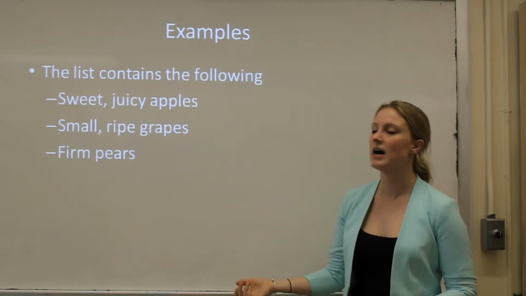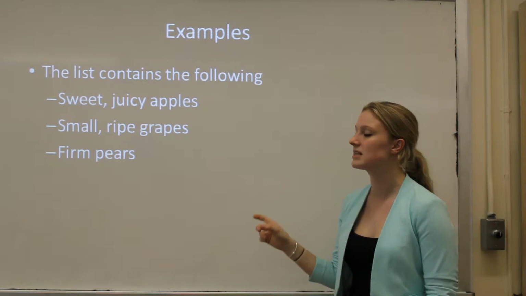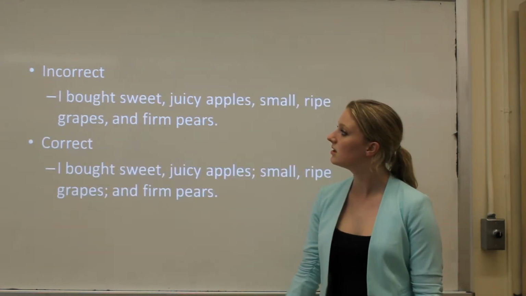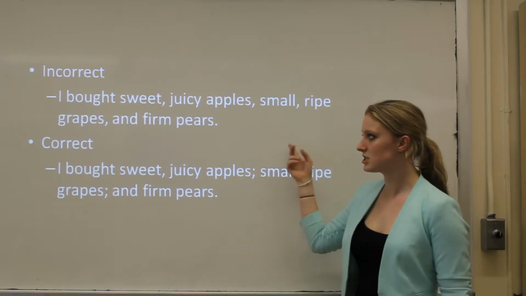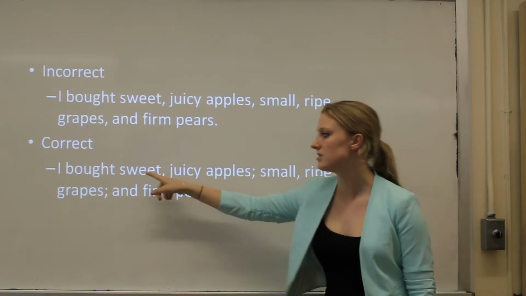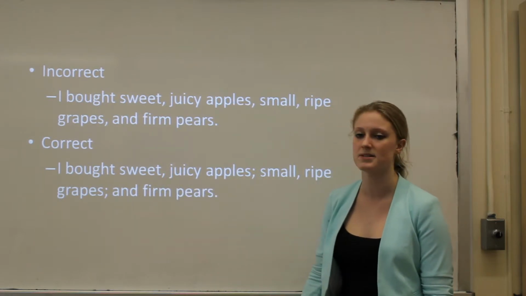Another example is if you have individual pieces of a list that have adjectives in them, because you need to use commas with adjectives. So again, the incorrect way is to just put a comma after everything, but the correct way is to use a semicolon after the individual series that has commas within them.